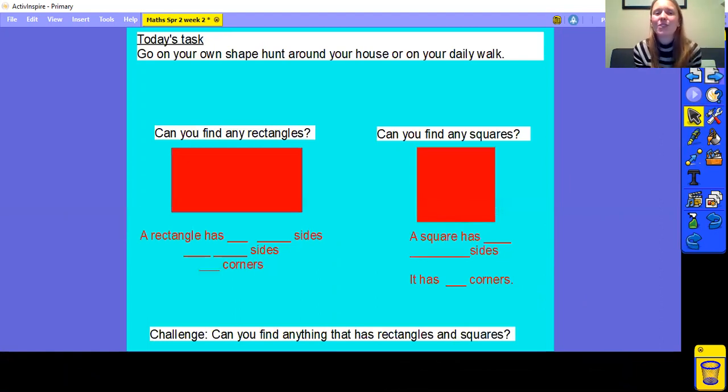Now, here's your task for today. What I'd like you to do is to go on your own shape hunt around your house or maybe on your daily walk. See if you can find any rectangles and see if you can find any squares. Don't forget to think about their properties first to make sure that the shapes that you are finding are squares and rectangles. If you find that really easy, then you can challenge yourself to find something that has squares and rectangles, just like our garage door did, and just like our table and chairs.